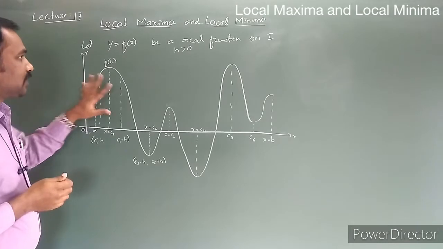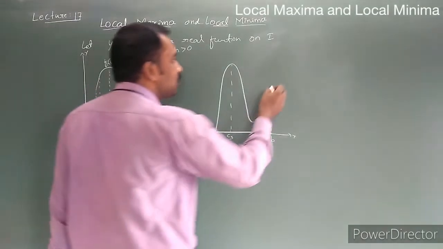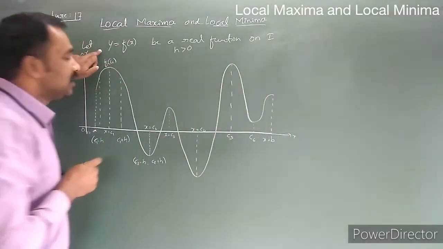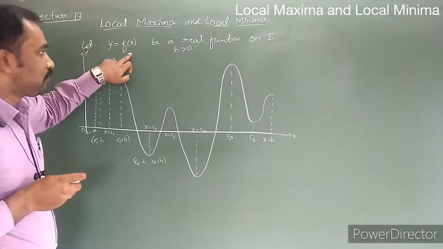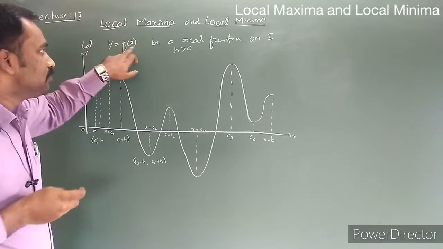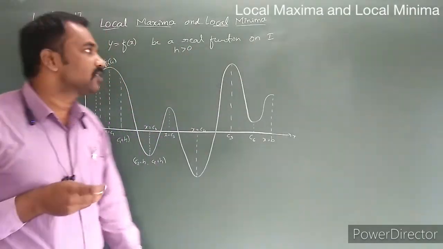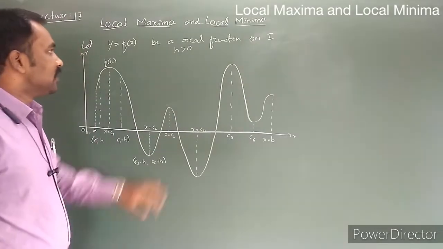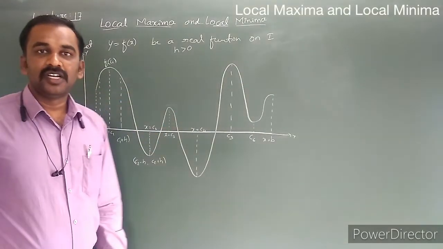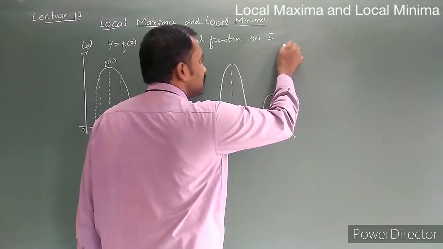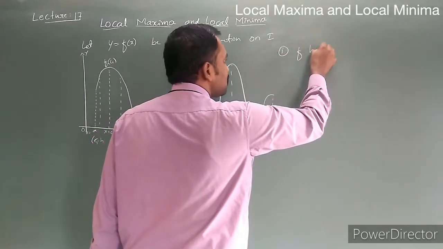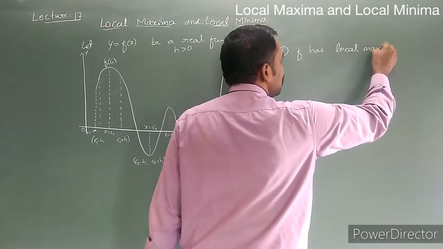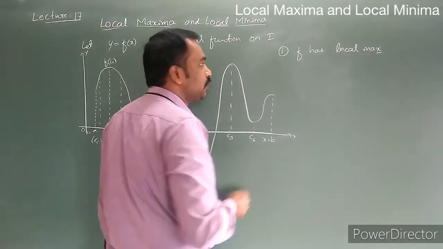Now, this is the basic thing. Now let's come to know what is meant by the definition. The definition is here as a statement. Let f, or f of x, be a real function defined on a closed interval or open interval I, and h is a very small positive quantity. Then f has a local maximum value.